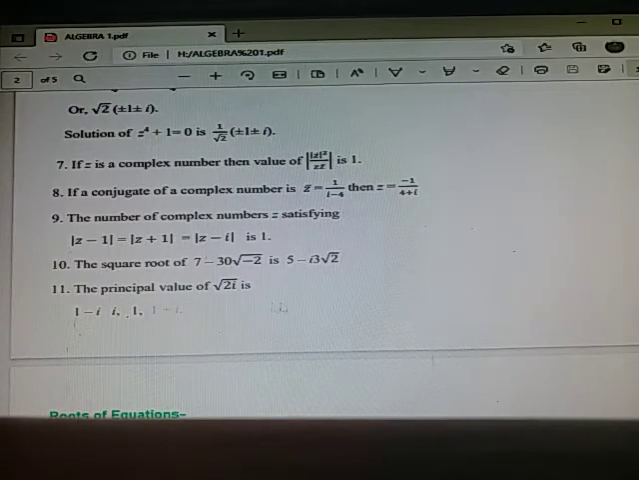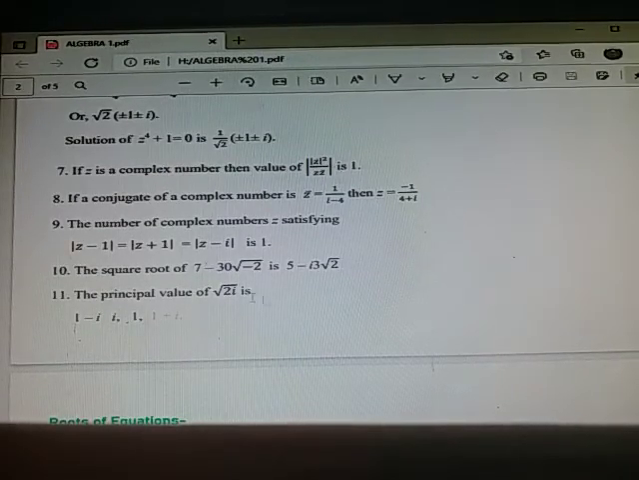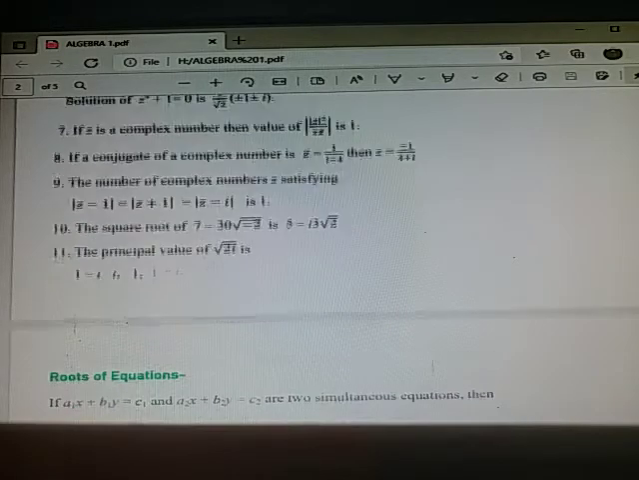Once we have this one, we can find the other, because the negative part, the negative of 1 plus i, will be another root. So this is the square root. I will not explain these things, because these are very common.